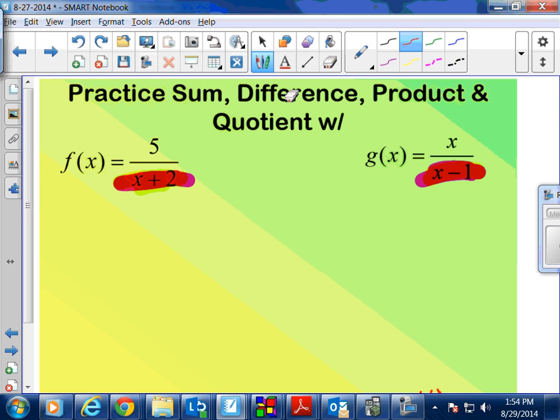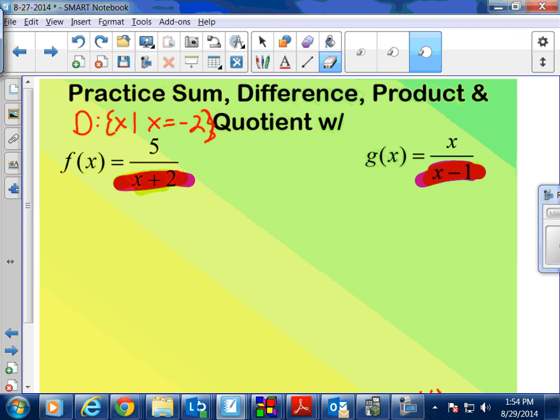Let's start with the first one, f of x. With f of x, the domain restriction is that x can be any number such that it's not -2. The reason is that if -2 goes in the bottom of this denominator, it becomes 0, and we have something in the equation that does not exist. So we can't have that happen.